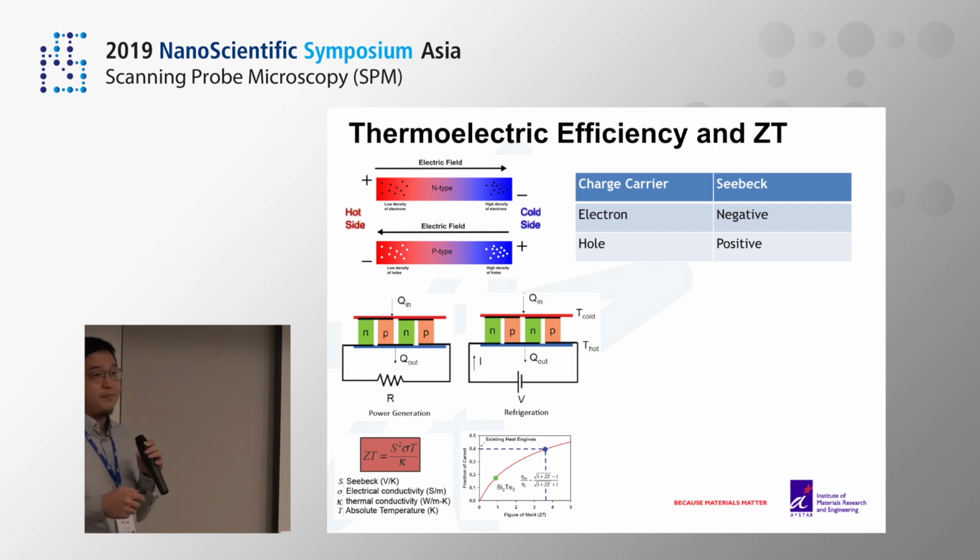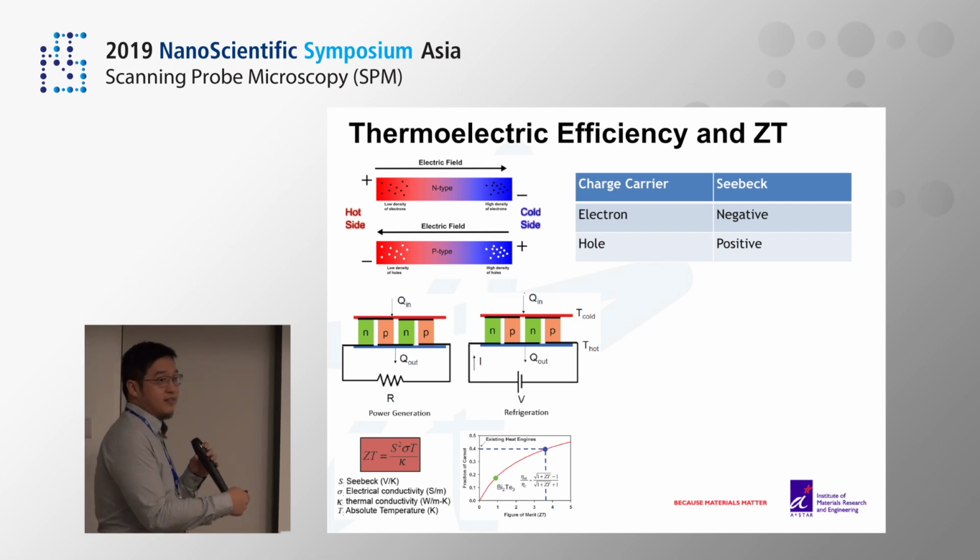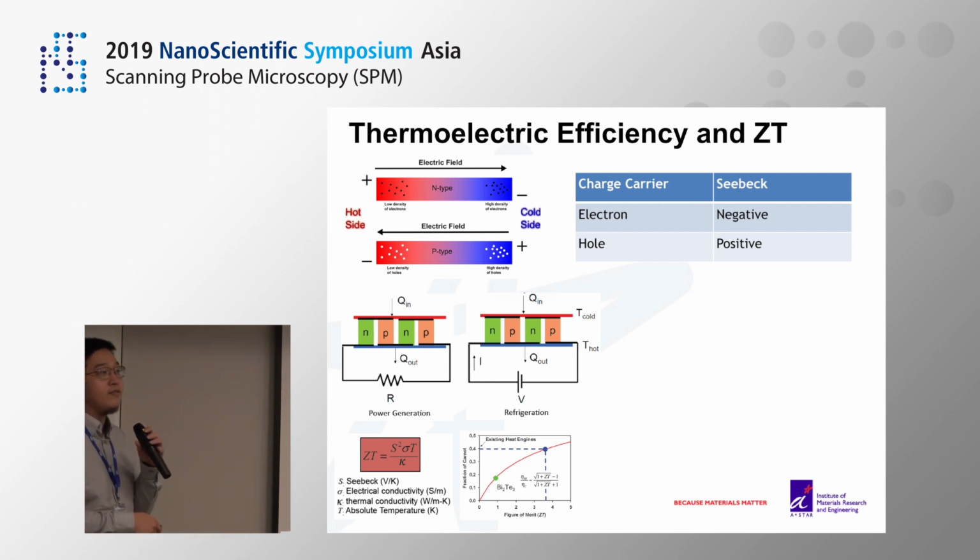When you're talking about applications, efficiency is what people are concerned about. The efficiency of thermoelectric devices depends on this ZT value, which is called the figure of merit. The S here is the Seebeck coefficient we talked about in the previous slides, sigma is the electrical conductivity, T here is the absolute temperature, and kappa is the thermal conductivity. Basically, a larger ZT gives you higher efficiency. And here is the thermoelectric efficiency compared to existing heat engines.